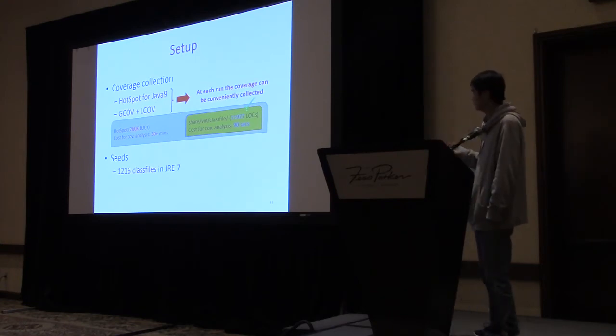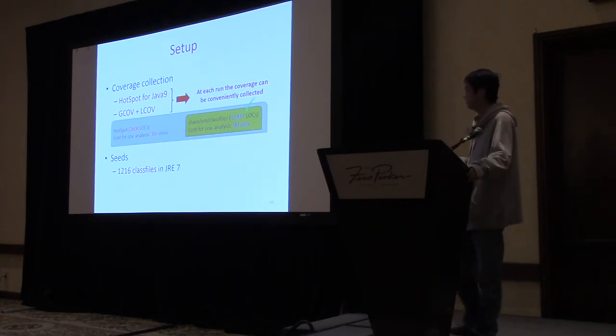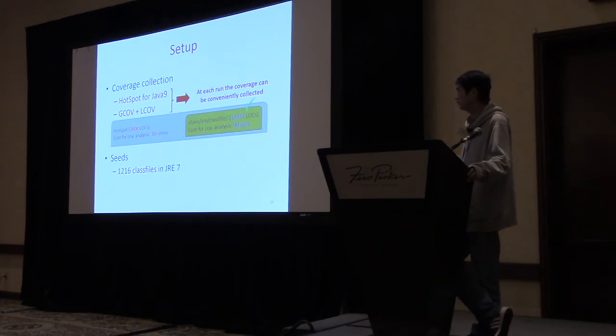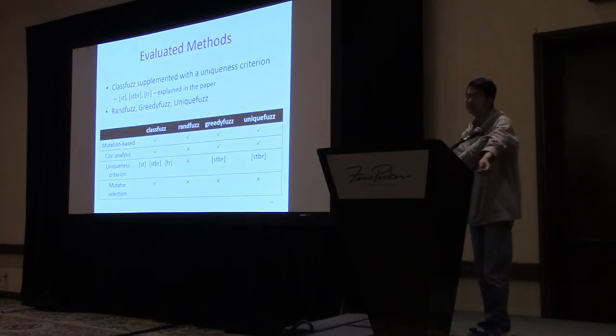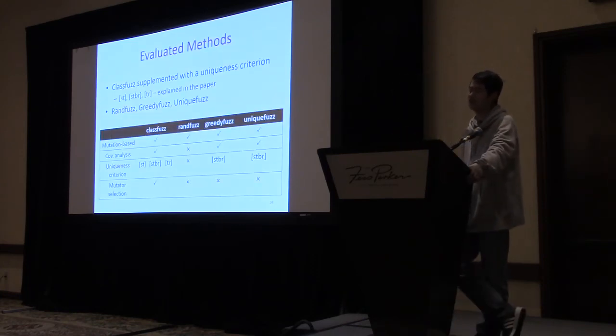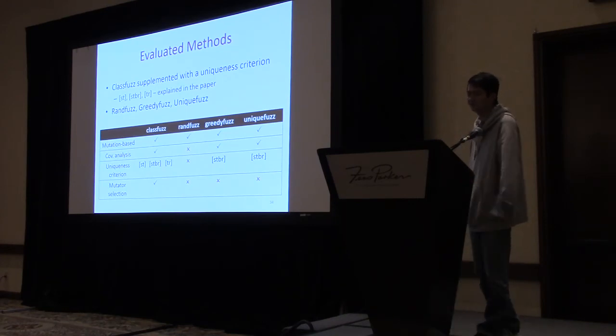For seeds, we randomly chose 1,200 class files as the seeds. Within a limited time period, we can mutate the seeds sufficiently. Class files can utilize one of 3 uniqueness criteria. We let class files adopt these criteria respectively. We evaluate class files against 3 other algorithms that we designed for comparison.